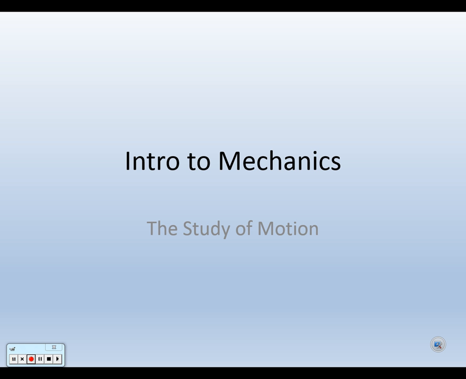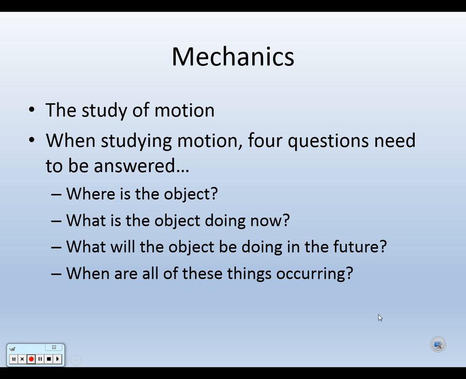What we find is that in the course of describing the motion, there are four things that we want to talk about. And those four things are as follows. If we can answer these four questions about an object, we have done a thorough job of describing its motion.